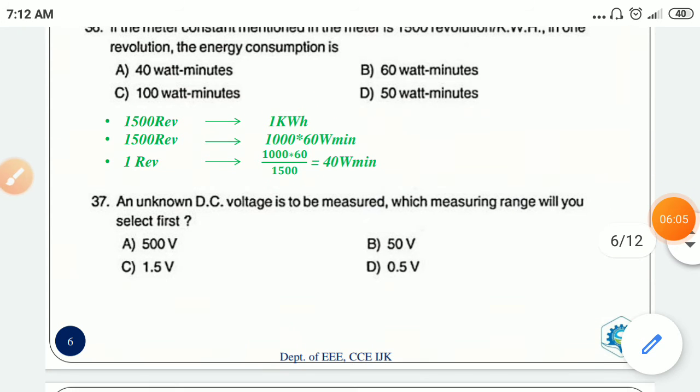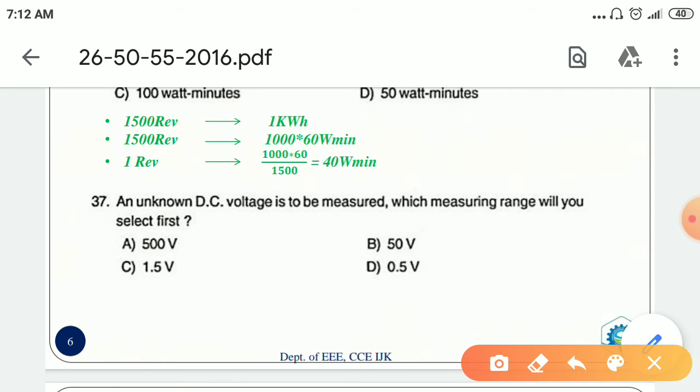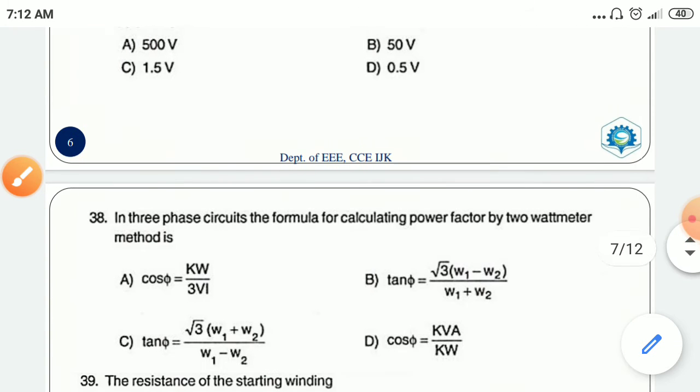Question number 37. The unknown DC voltage is to be measured. Which measuring range will you select first? Whenever we are measuring a DC voltage which is unknown to us, we always have to select the higher range. That means the answer for question number 37 becomes option A, that is 500 volt. Let's move on to the next question.